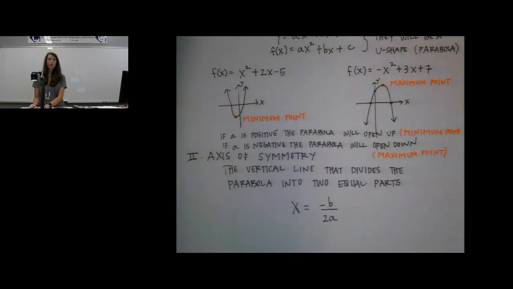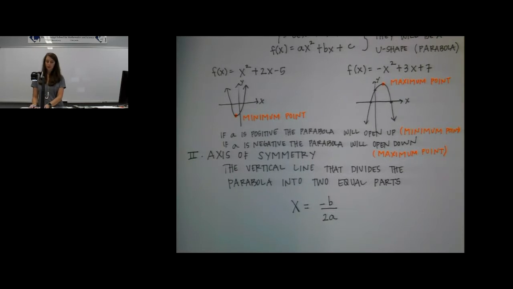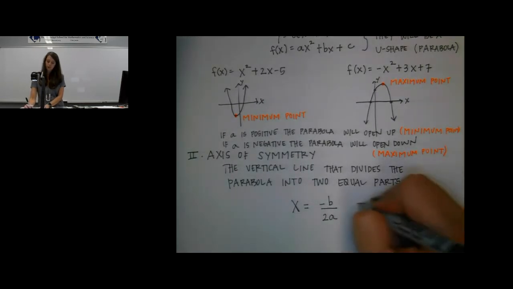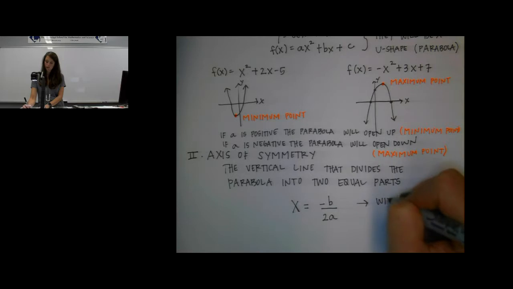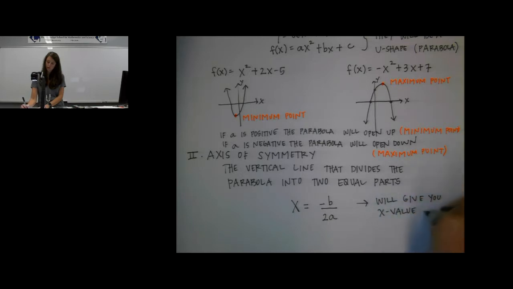So the axis of symmetry can be found by saying negative b over 2a. So that'll give you the x value of your axis of symmetry, and it will also give you the x value of your vertex.